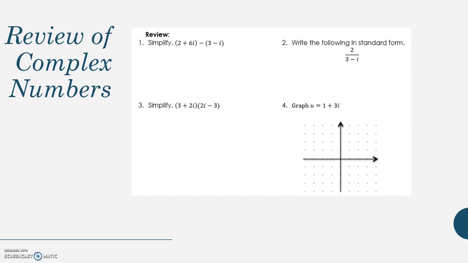You can think of distributing and combining your like terms. You should have gotten -1 plus 7i. For number two, we want to write the following in standard form. Standard form is a plus bi.